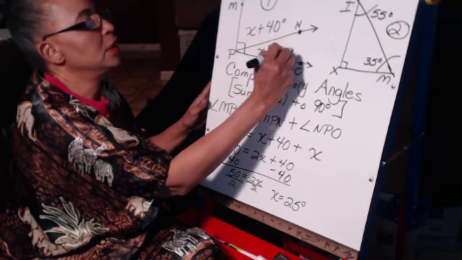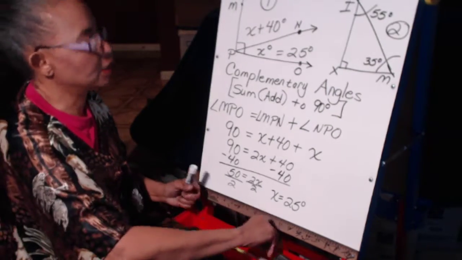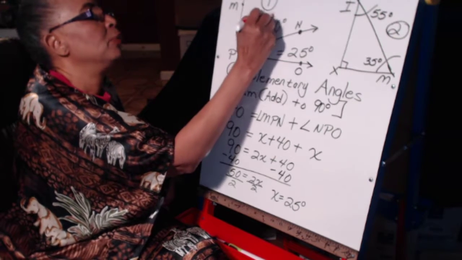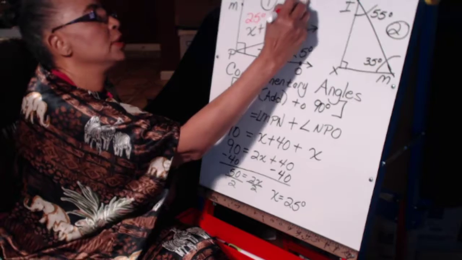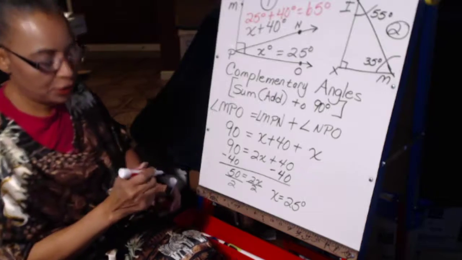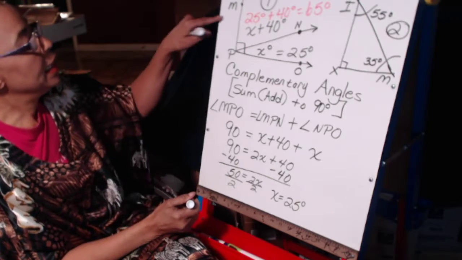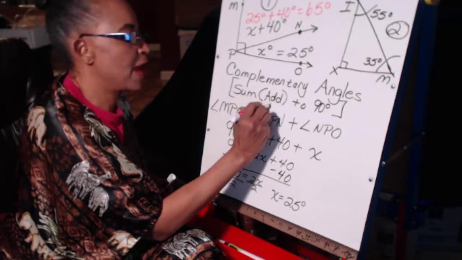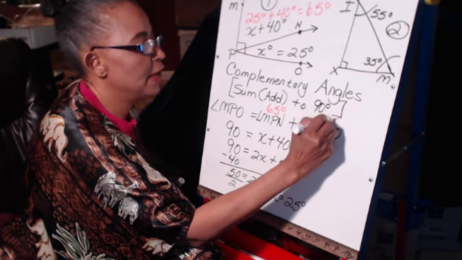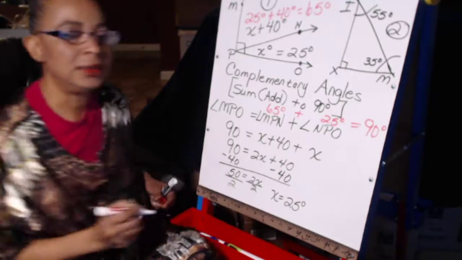So since this is 25 degrees, and above we have x plus 40, which is 25 plus 40 degrees, or 65 degrees. And when we combine those two, we get 90 degrees. So the measure of MPN is 65 degrees. And the measure of NPO is 25 degrees. And once we add those together, we get 90 degrees.